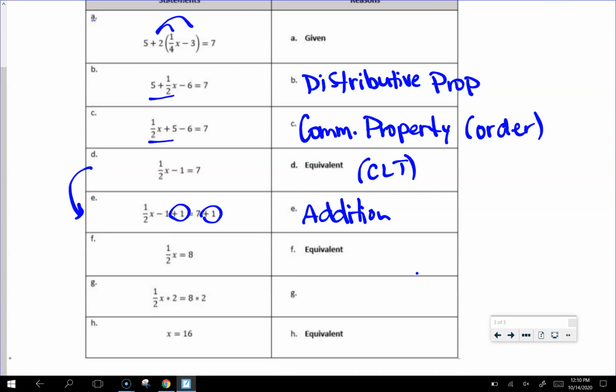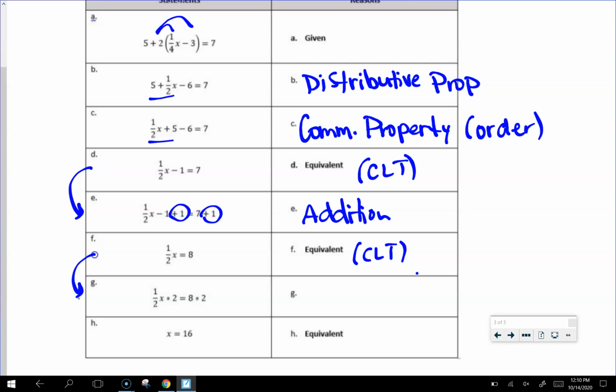From E to F, they actually did the adding. So -1 plus 1 is 0. That's why it's not there anymore. Other side, 7 plus 1 gives me 8. So here they combine like terms. I've already told you it's equivalent. You don't have to write anything there. It's already filled in. I'm just showing you why it's called equivalent, because we combine like terms.